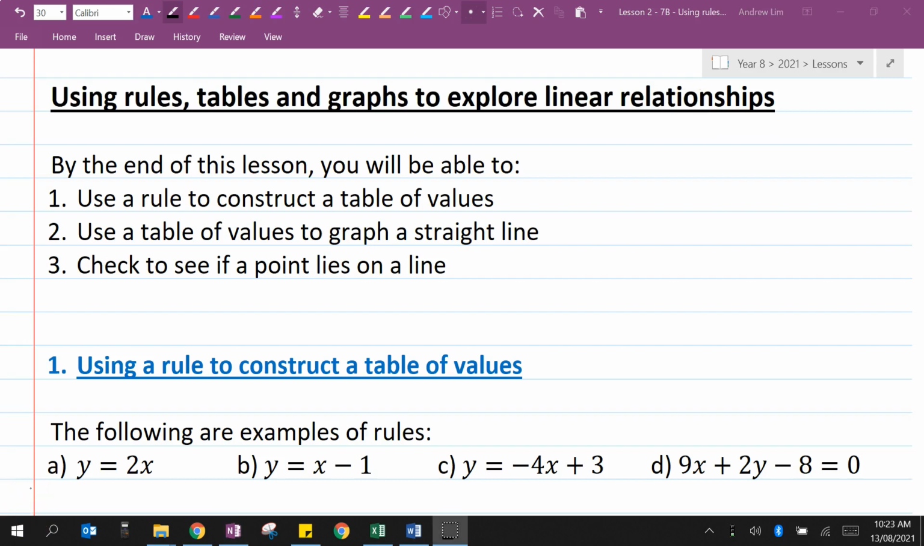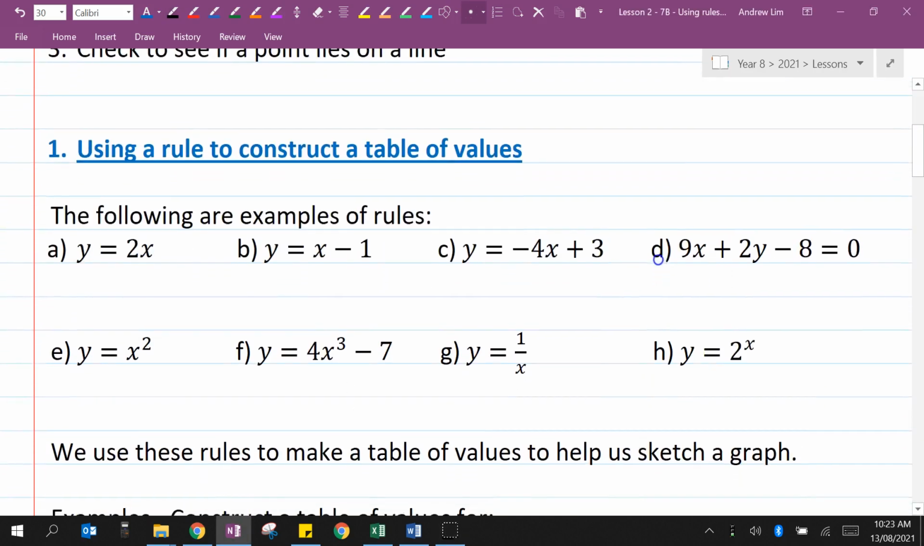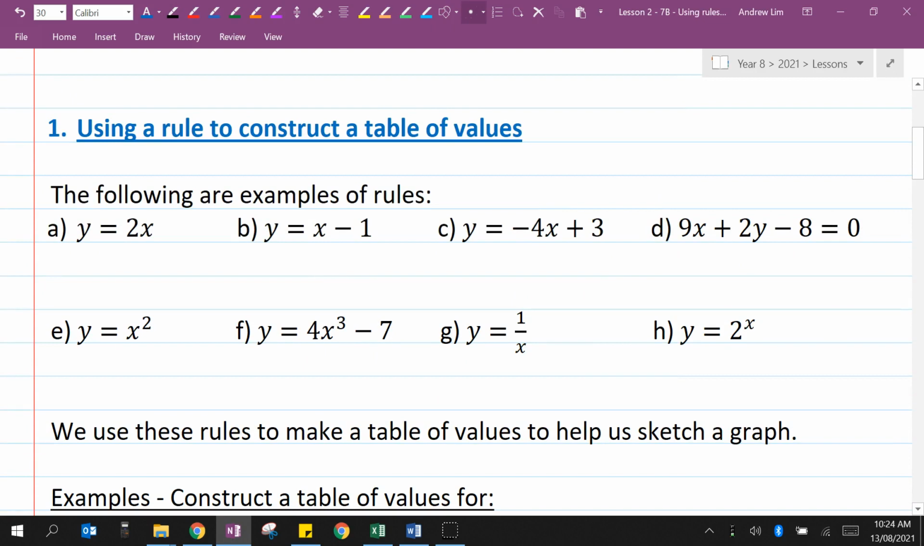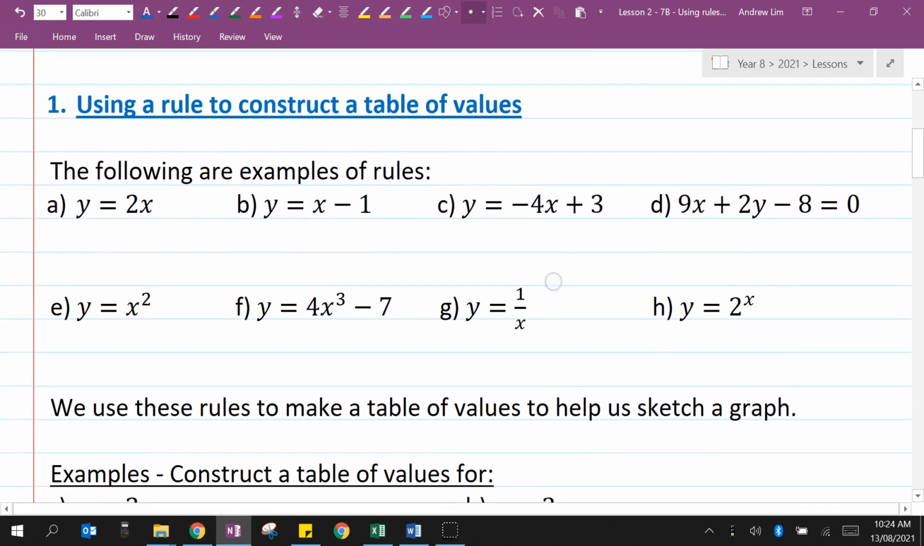By the end of this lesson, you'll be able to use a rule to construct a table of values, use the table of values to graph a straight line, and check to see if a point lies on a line or not. So let's have a look at the first part of this lesson, using a rule to construct a table of values. Now, the following are examples of rules.